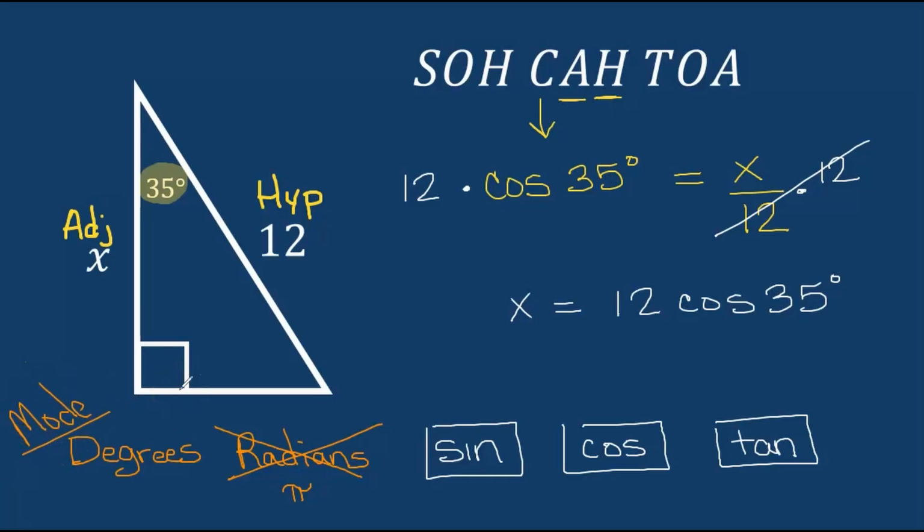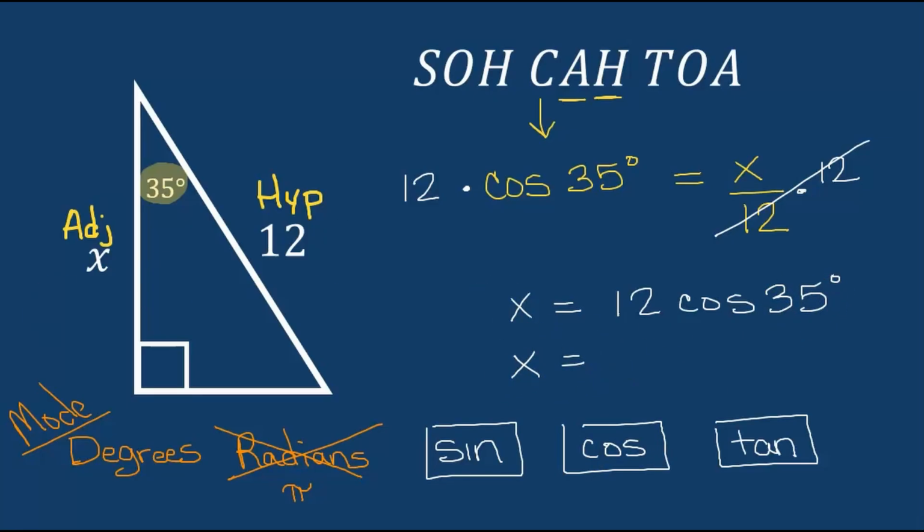But since every calculator is just a little bit different, you might want to look at your manual, which is very confusing. So I highly recommend just searching on Google again for how to change to degree mode and then type in the type of calculator that you have. Once we have it in degree mode, we're ready to go ahead and put this straight into our calculator. So we're going to type 12 times, hit the cosine button, 35.